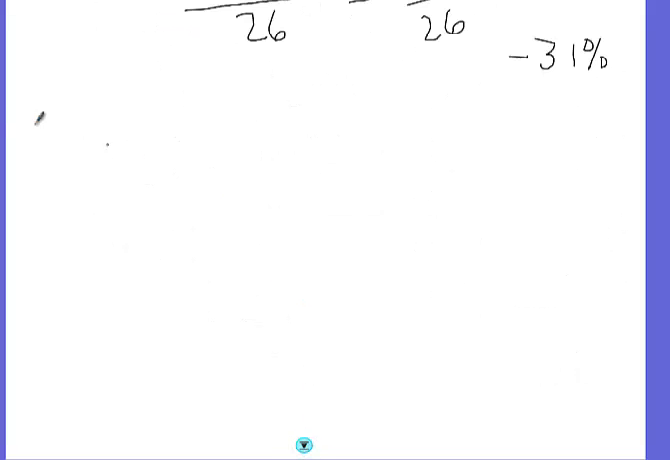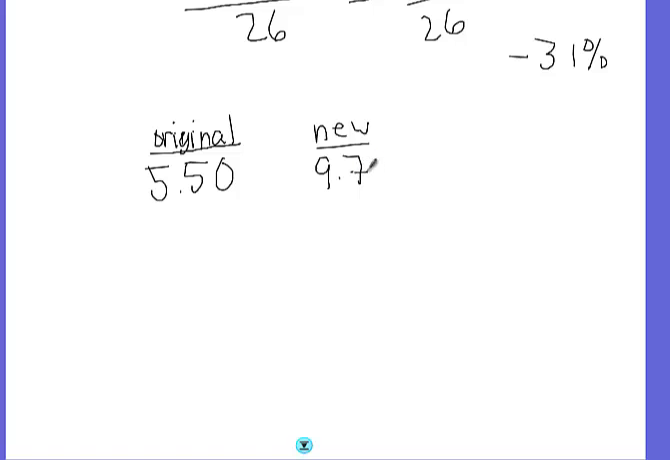Okay? So let's see another problem. Let's say that you went to the store last week and you were going to buy groceries. You wanted to buy 3 apples, and it was $5.50. So this is your original. All right. Let's say that was last week, though. This week you come to the store, and there was a big freeze somewhere wherever apples come from, and the new price is now $9.75. All right. Well, we have to calculate the percent of change.